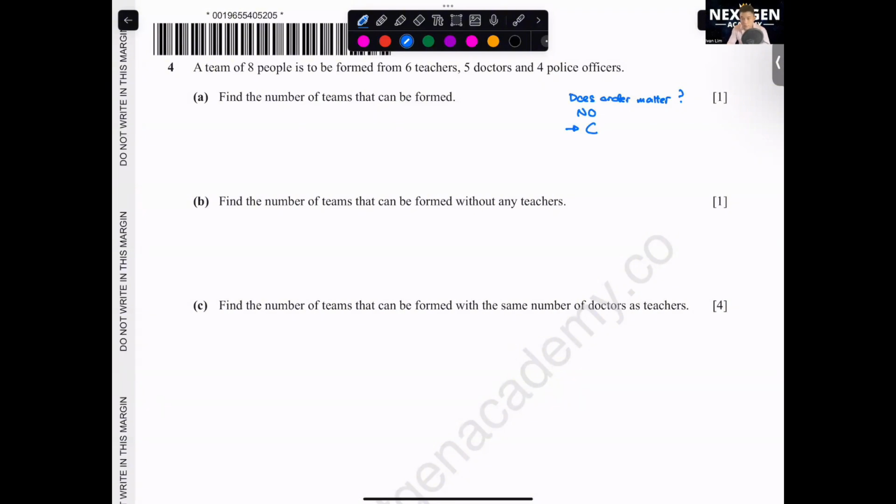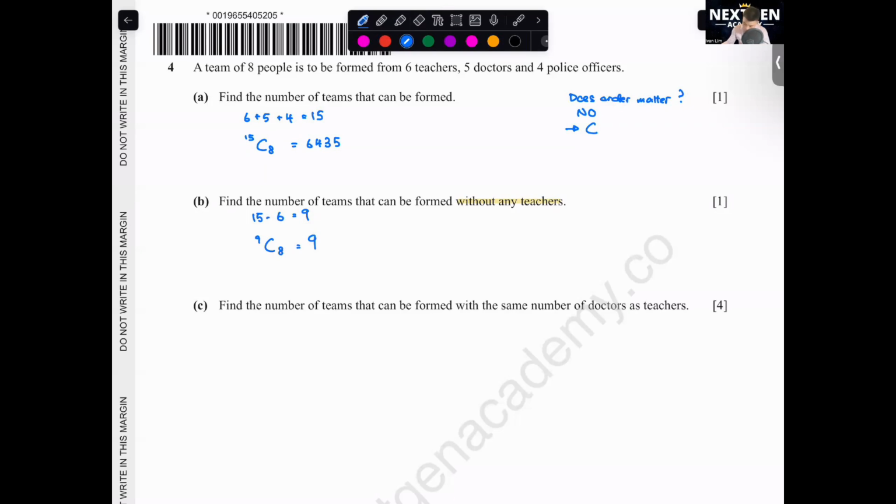So here, number of teams that can be formed, 8 people. There is no other restriction. So I just need to find the total first, which is 6 plus 5 plus 4 equals 15. Then 15C8. Here you get 6435. The second one, find the number of teams that can be formed without any teachers. Without any teachers means I'm going to exclude the 6 teachers. 15 minus 6, you've got 9 only. So 9C8, you've got 9 ways to select them.